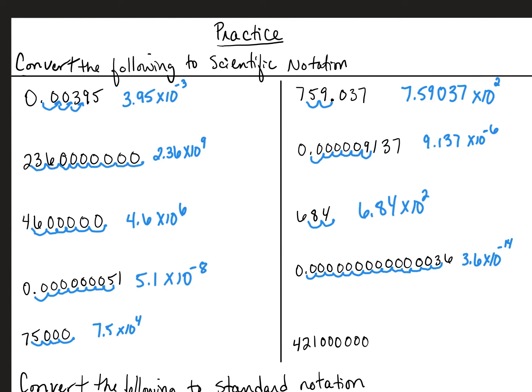And finally, we go down here and put our decimal point in. This is a large number, so we're going to the left. 1, 2, 3, 4, 5, 6, 7, 8 times, and this becomes 4.21 times 10 to the 8th. Okay.